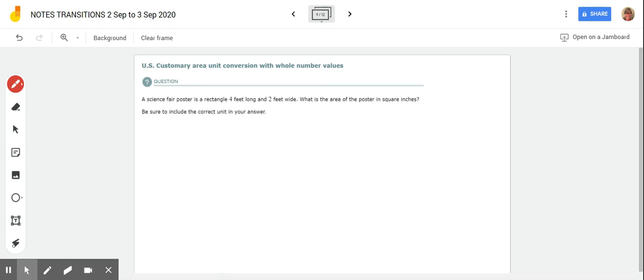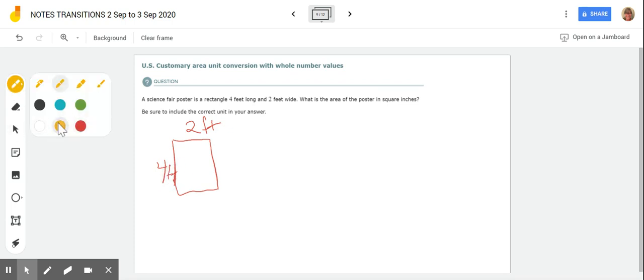All right, a science fair poster is a rectangle 4 feet long. I immediately start drawing, you guys, no matter what. If they give me a rectangle, I draw it. What is the area of the poster in square inches? Okay, so this is 2 feet and this is 4 feet. Often in tests, you guys, they give you a lot of these where they'll give you them in feet and they're looking to see if you notice. Okay, so we should change this to inches.